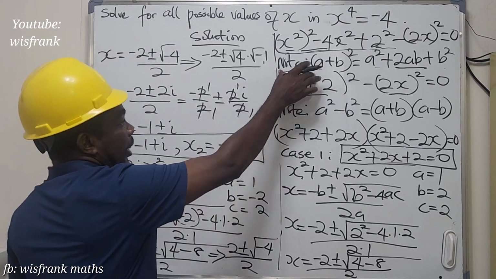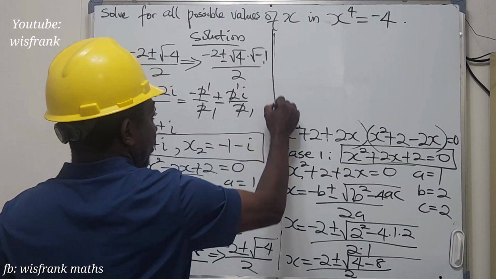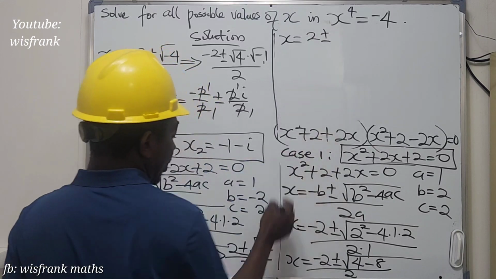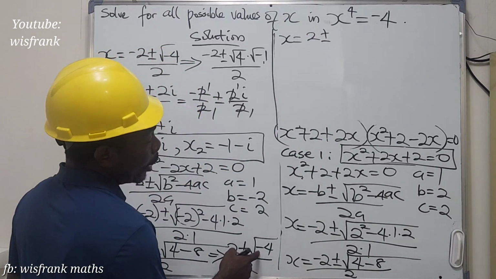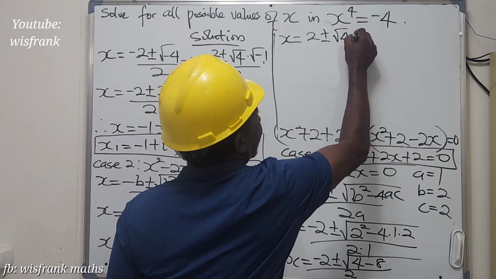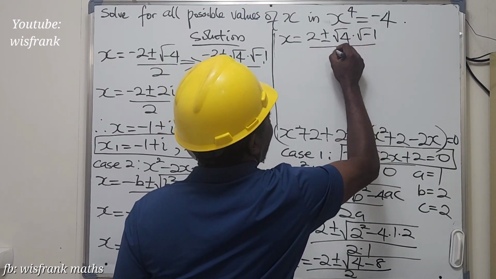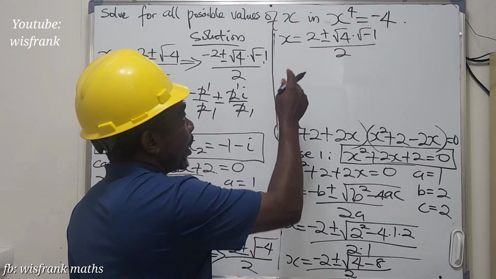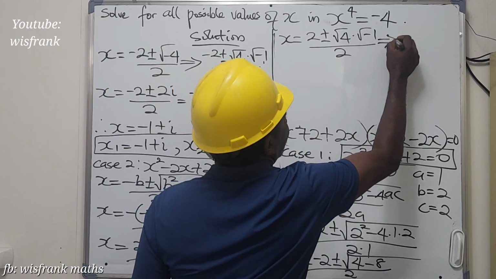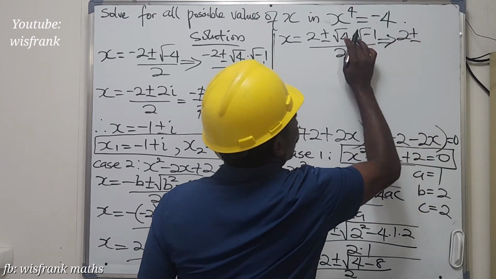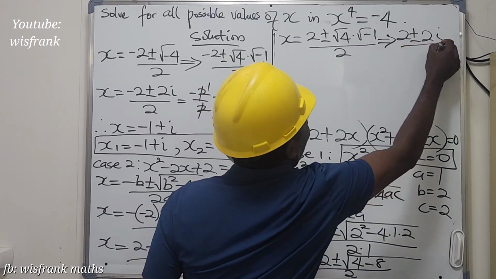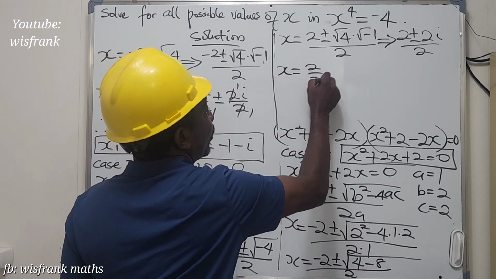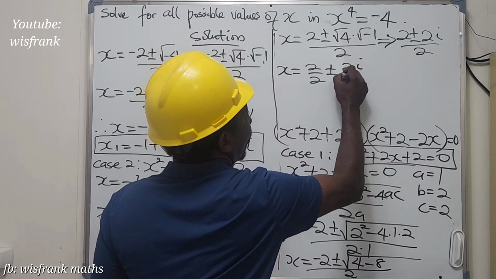We can move over to the other side by cleaning this. So we have x equals 2 plus or minus the square root of minus 4, which is the same thing as the square root of 4 times the square root of minus 1, all over 2. As we said, the square root of minus 1 is i, which is iota. So this gives us 2 plus or minus the square root of 4, which is 2i, all over 2. So in this case, our x equals 2 all over 2 plus or minus 2i all over 2.